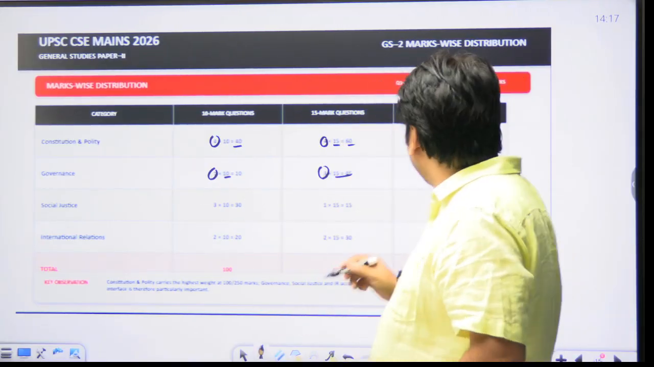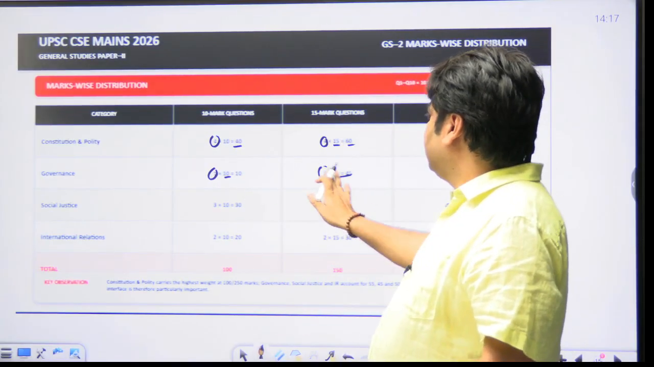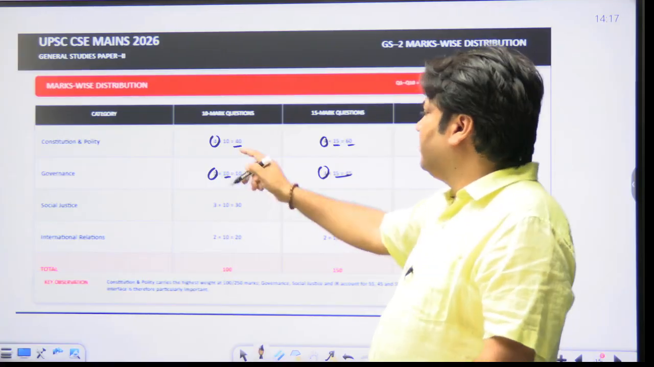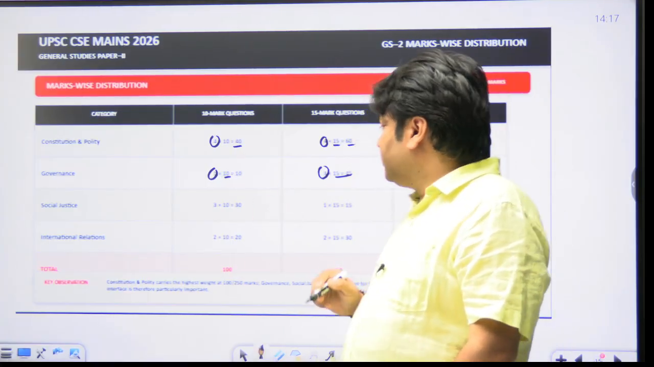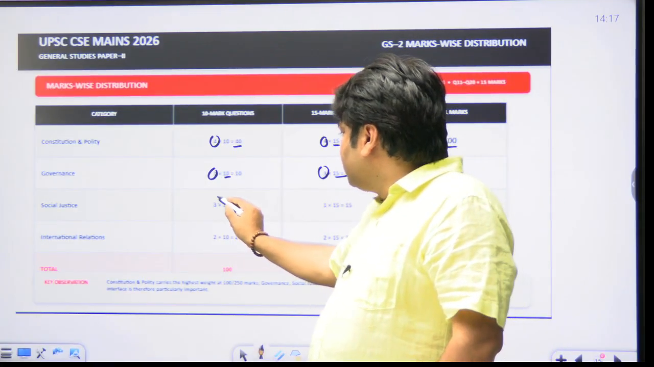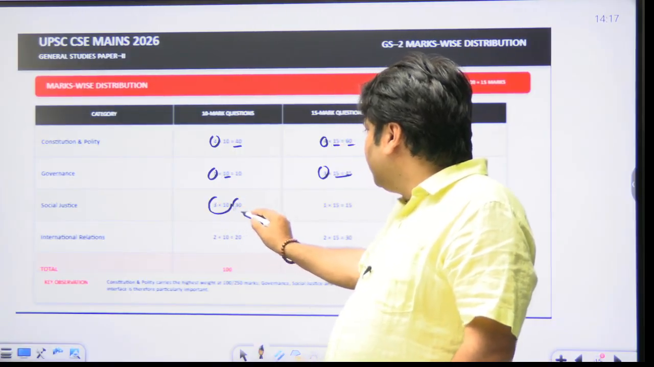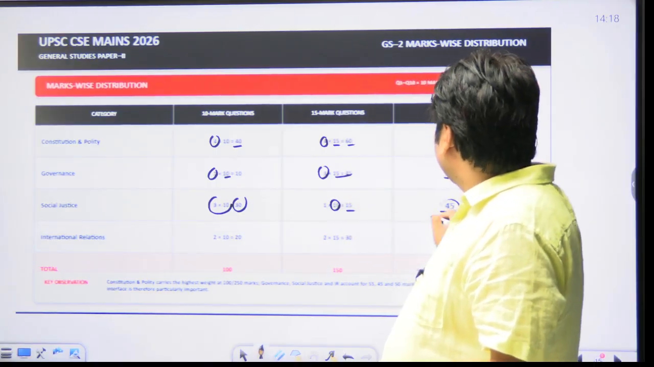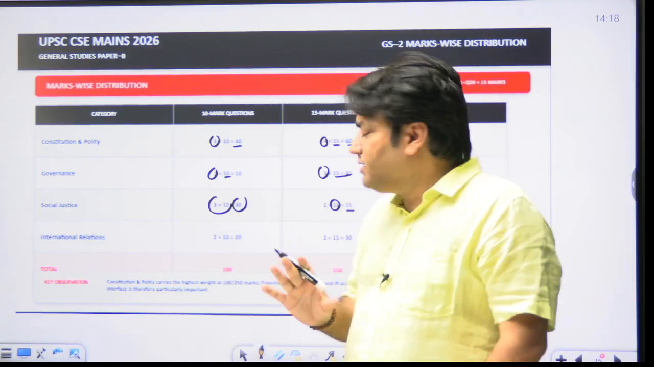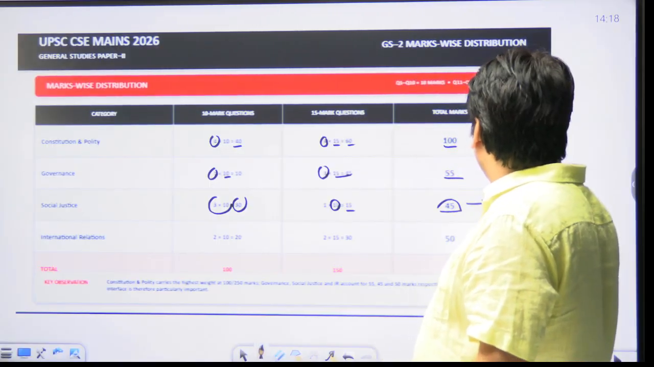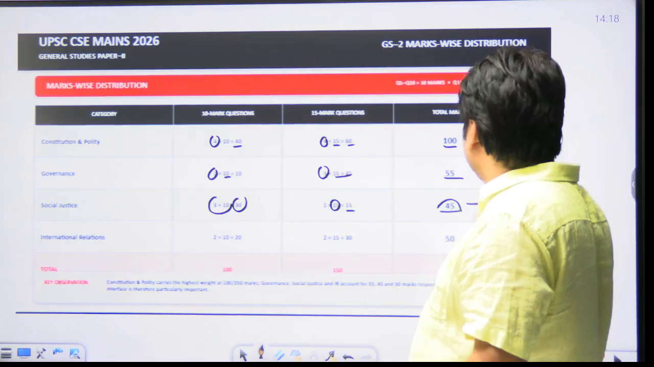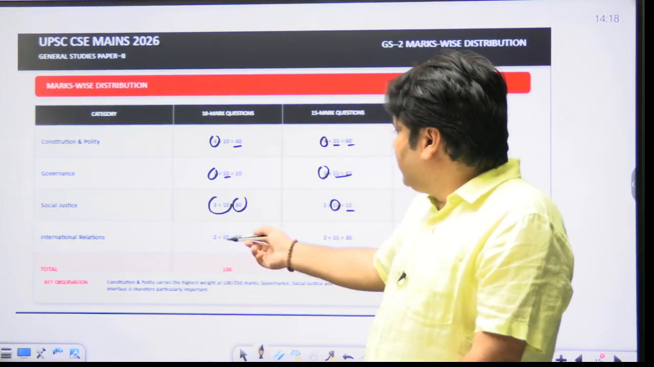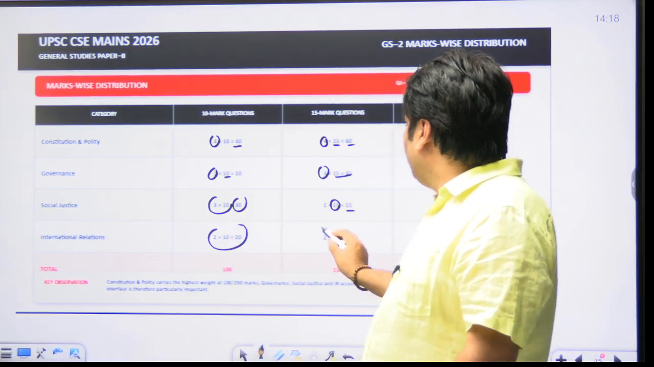So the total marks that the governance part is carrying is 55 marks, 45 plus 10. In social justice, there are 3 questions which are 10 markers, so 30 marks, and one question is a 15 marker. So the total marks that the social justice part is carrying is 45, that we are going to discuss in today's lecture. And in IR, international relations, there are 2 10-marker questions and there are 2 15-marker questions.